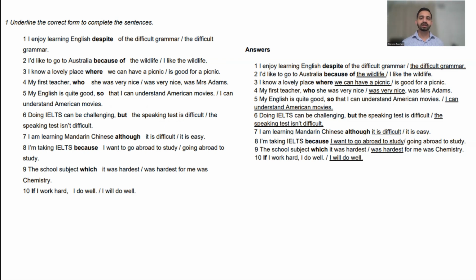Number three, I know a lovely place where we can have a picnic, not where is good for a picnic, okay? Number four, my teacher who she was very nice. No, my teacher who was very nice was Mrs. Adams. Okay, this is a relative clause here. So relative clause is using who as a relative clause, and then you need was nice, not she was. You don't need a subject here.